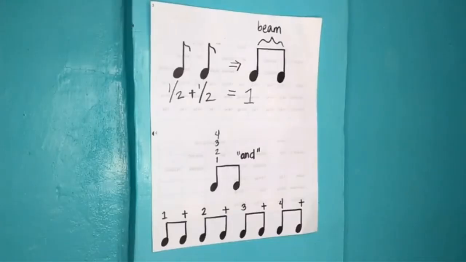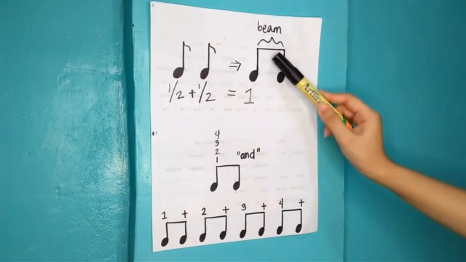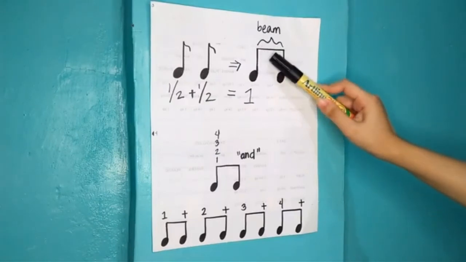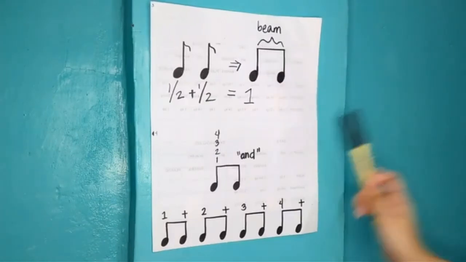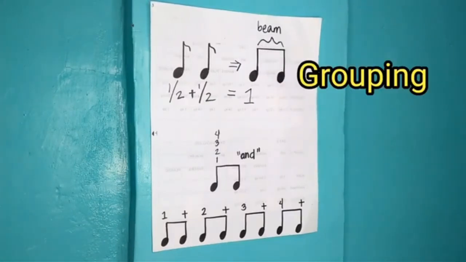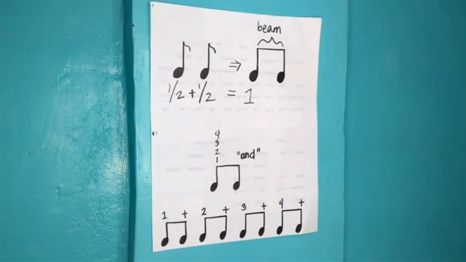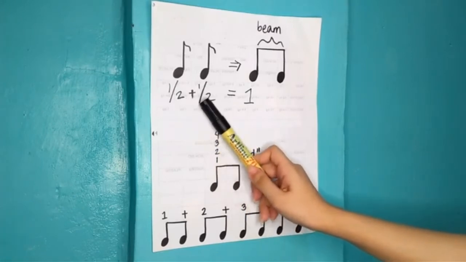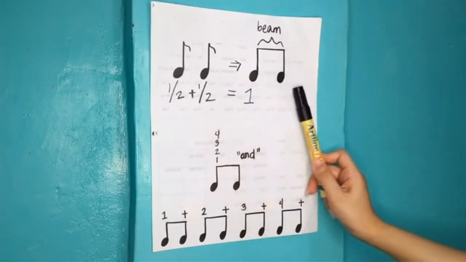Whenever the quavers meet, they like to give each other a big hug. The tails are joined together and form a beam. This musical hugging is called grouping. We usually group quavers in a complete beat. A half beat plus a half beat is equivalent to 1 whole beat.